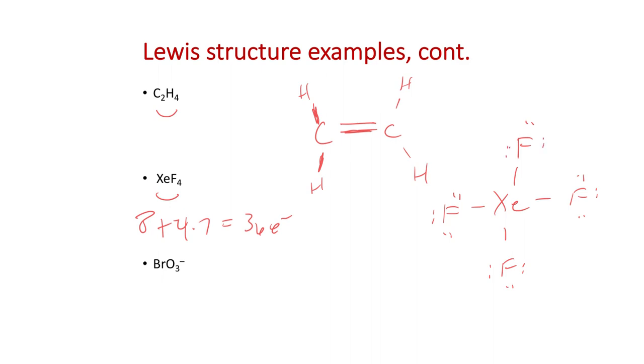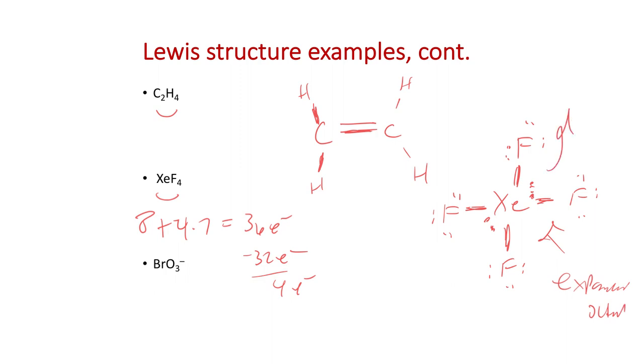That's 8 times 4, that's 32 electrons. 4 electrons left over, onto xenon. Doesn't matter where you write them. So that's xenon with 2, 4, 6, 8, 10, 12 electrons. So xenon has an expanded octet, and that's okay. This is only forming because the fluorines are trying to pull electrons off the xenon.